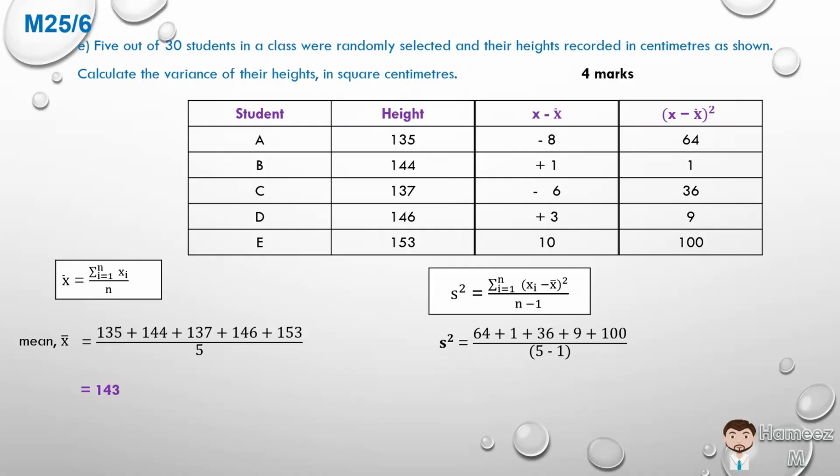So 64 plus 36 is 100. 100 plus 100 is 200. 200 plus 9 is 209. Plus 1 more, 210. So s squared is 210 divided by 4. 4 into 210 is 52.5.